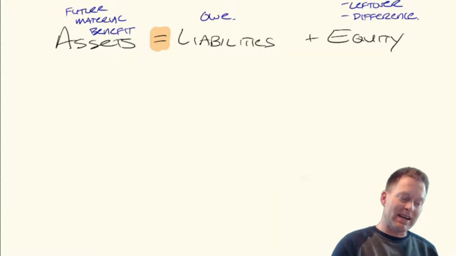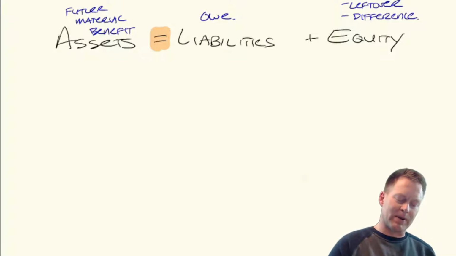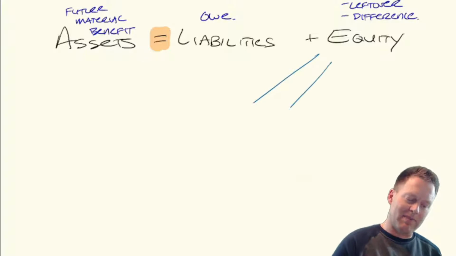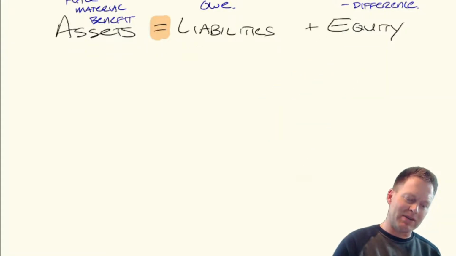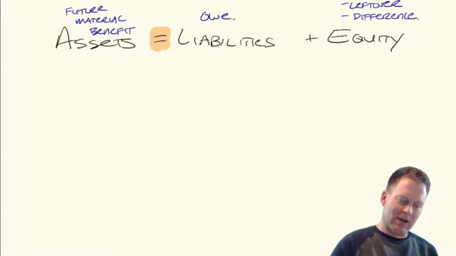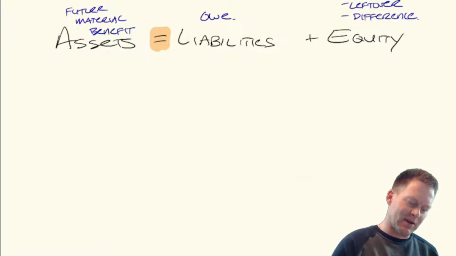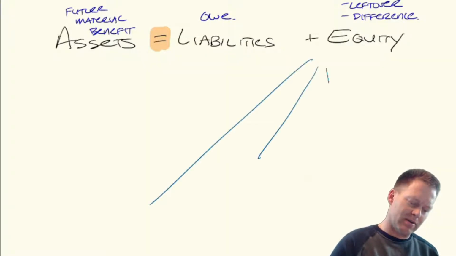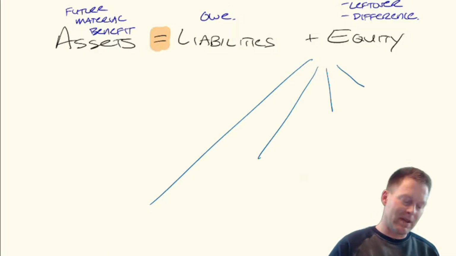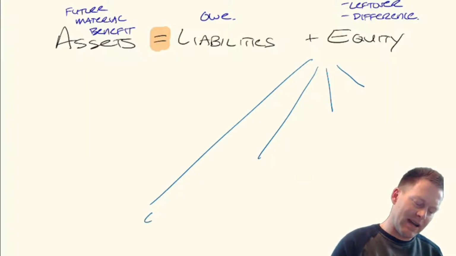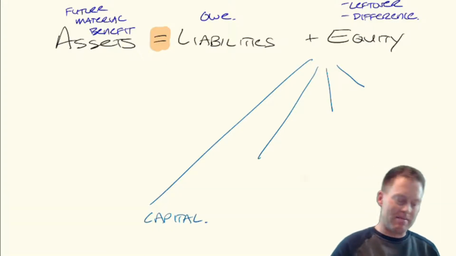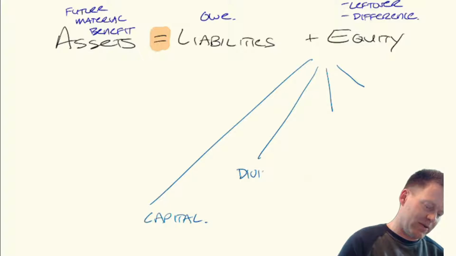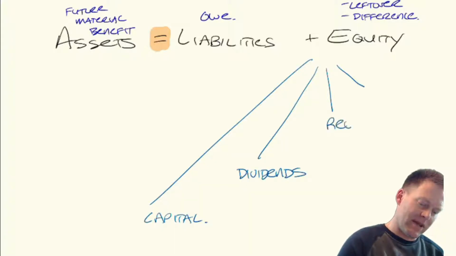Now the reason I'm calling this the advanced version is because I'm going to go a little bit deeper into this equity section. I'm going to put 4 pieces here, and I should do my 4 lines this way, just so we don't get caught. So I'm going to go 1, 2, 3, 4. The first thing I'm going to call it is capital. I'm going to give you all 4, and then I'm going to come back. So capital, dividends, revenue, and expense.